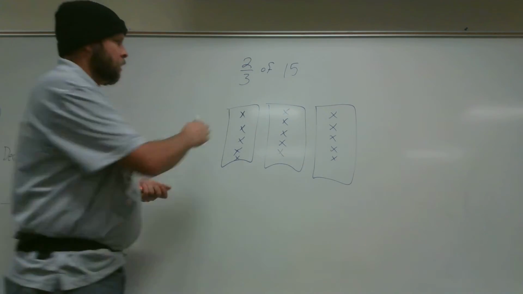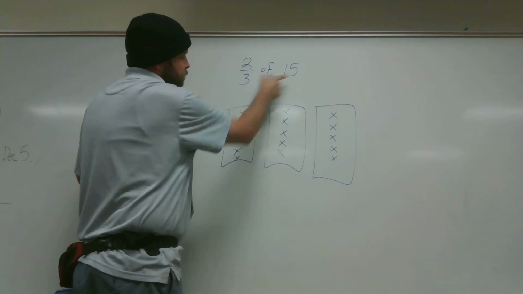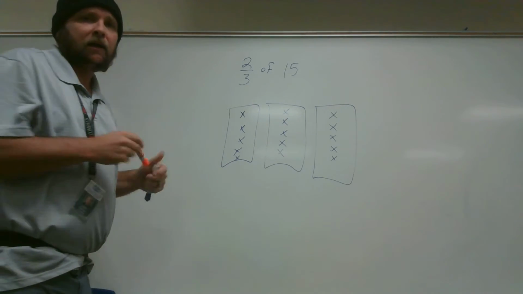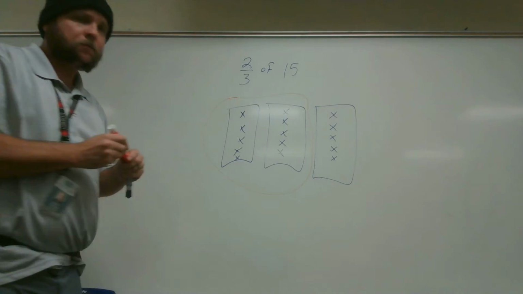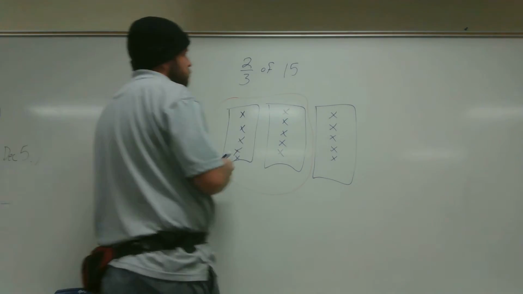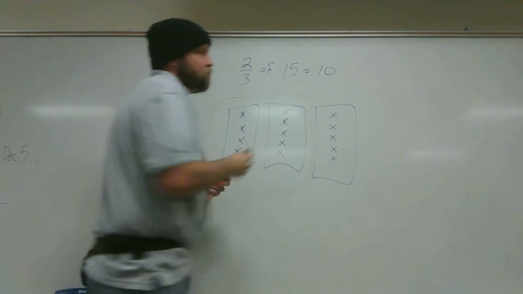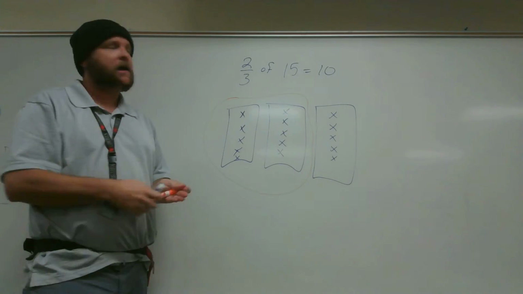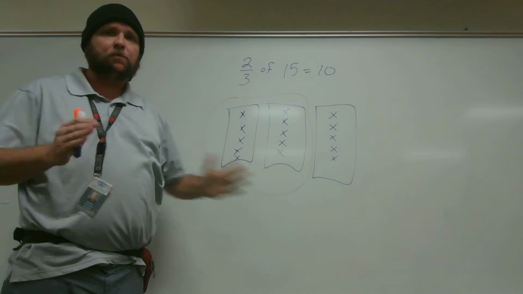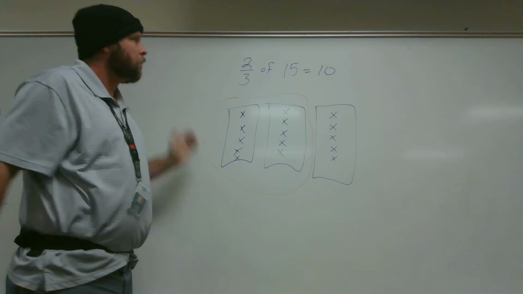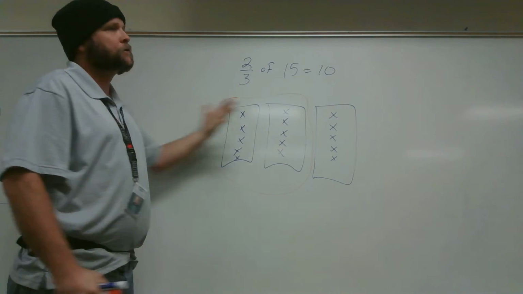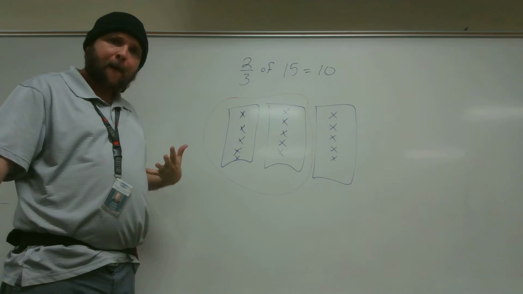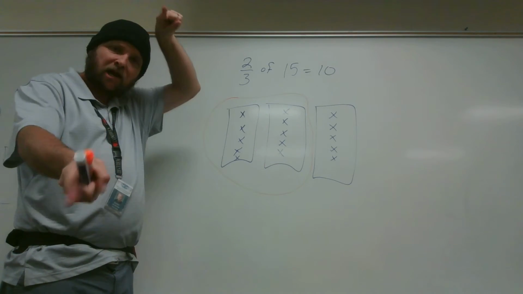Okay, so now I've got my 3 groups. I've split my 15 into those 3 groups, and I want to use 2 of those 3 groups, which gives me 5, 10. 10 is greater than 7.5, which gives me a good benchmark since I know it's bigger than a half. 2/3 is greater than a half. Boom. Shakalaka. Just a quick one.